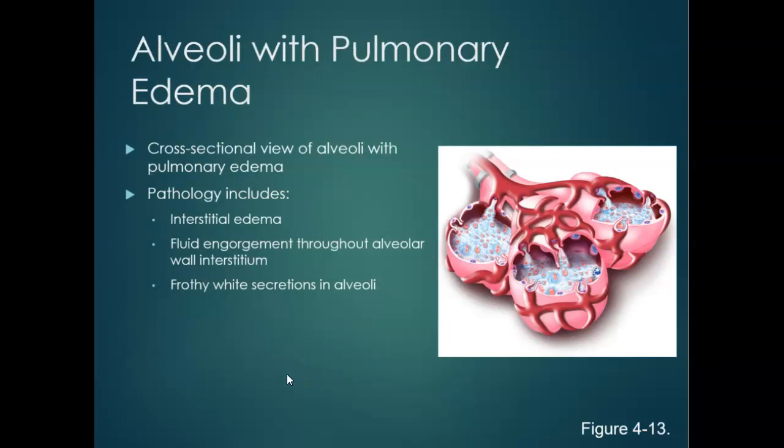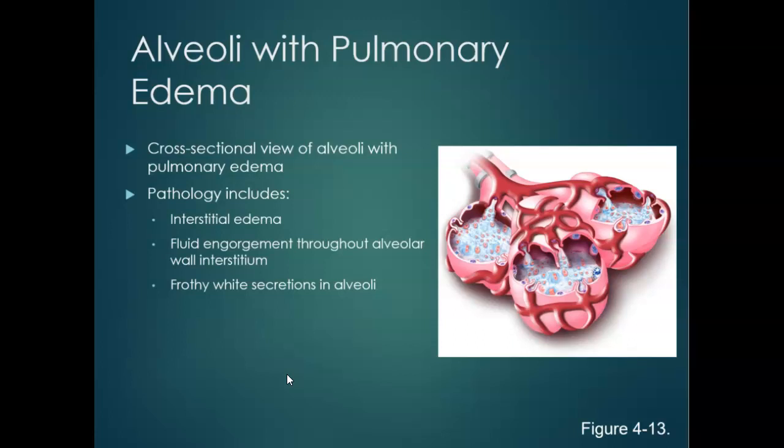Just to give you a better visual on pulmonary edema, this is a cross section of the alveoli with pulmonary edema present. Typically when patients have pulmonary edema, this can be cardiogenic or non-cardiogenic in nature. Cardiogenic pulmonary edema is a fancy way of saying heart failure. So when our heart isn't pumping properly, or the left ventricle is not pumping properly, blood gets backed up. It backs up into the lungs.